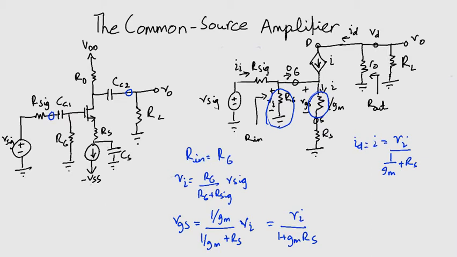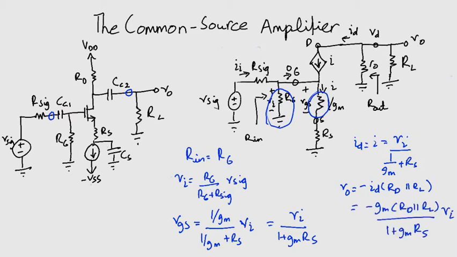Vi is the total voltage across the combined resistance of 1 over Gm and Rs, which are in series. And the current flowing through this combined resistance is ID. Pretty straightforward. Moving on to V0, it is minus ID multiplied by RD parallel with RL. Again, the negative sign is because ID is flowing out of V0. We can plug in the value of ID and we get this expression on your bottom right.